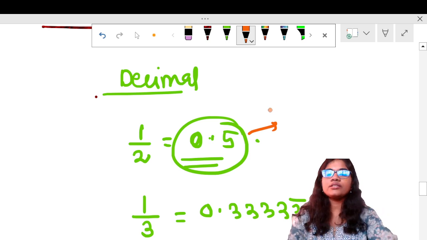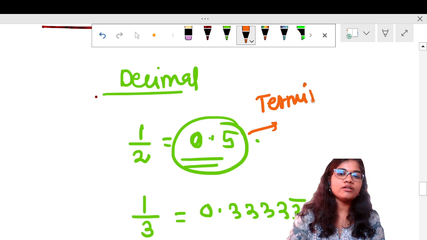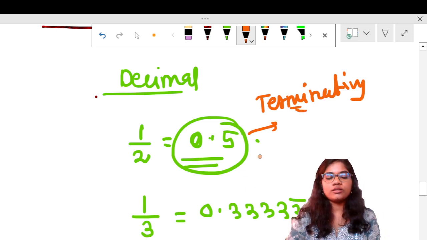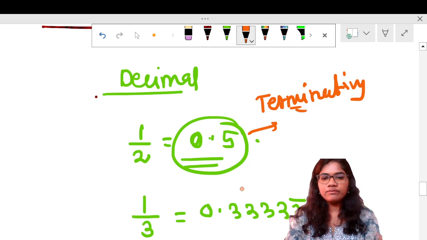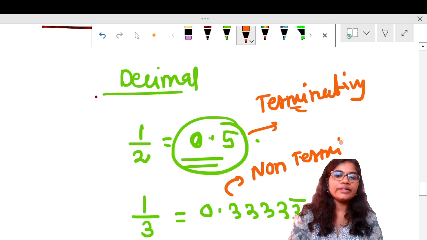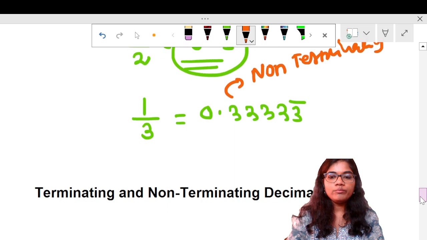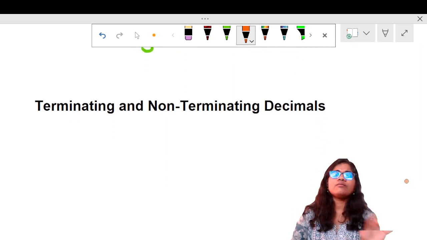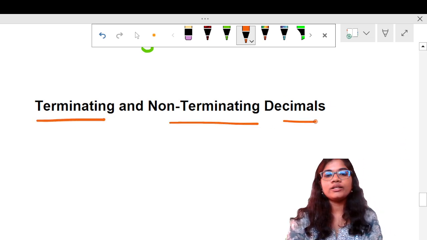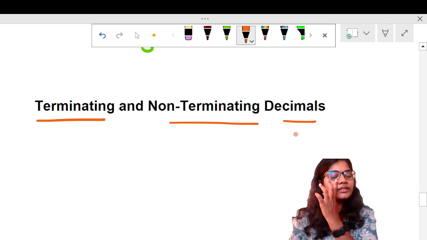So if any decimal is ending, that decimal is called a terminating decimal. And if that decimal is not ending anywhere, it is called a non-terminating decimal number. Understood? Now this is the next type of number, that is terminating and non-terminating decimals. I hope you understood what terminating and non-terminating decimals are.